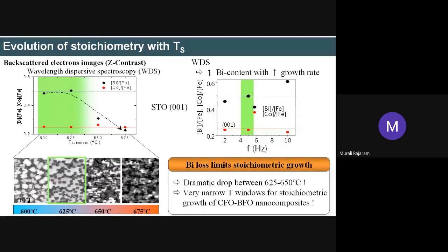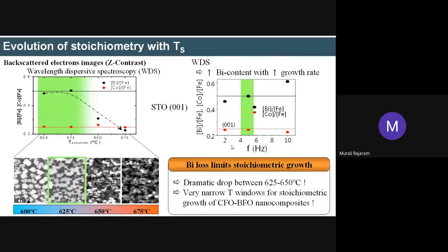The dark one here is the cobalt ferrite spinel, and the white one is the bismuth ferrite. This is the growth temperature. If you increase the growth temperature, you can clearly see there are no white regions. That means you have lost almost all the bismuth, and only cobalt ferrite remains. Also, this plot shows how it varies with growth frequency.